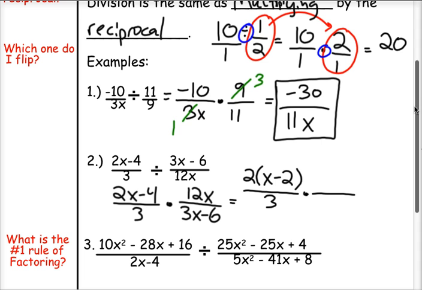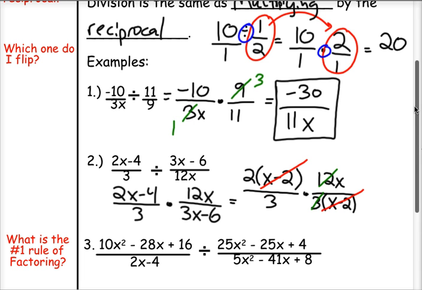Now, look at my second fraction. 12x, again, nothing I can do with that yet. However, 3x minus 6. Well, 3x minus 6, I can pull a 3 out of those. And I'm going to be left with x minus 2 again. So now when I start looking to see what can cancel, what is the same top and bottom, first thing I notice, x minus 2, x minus 2. But then I also notice 12 and 3.